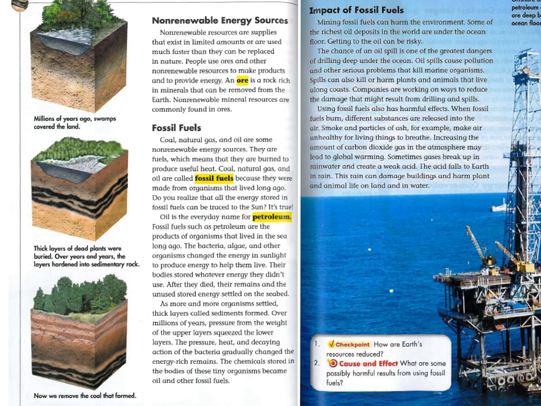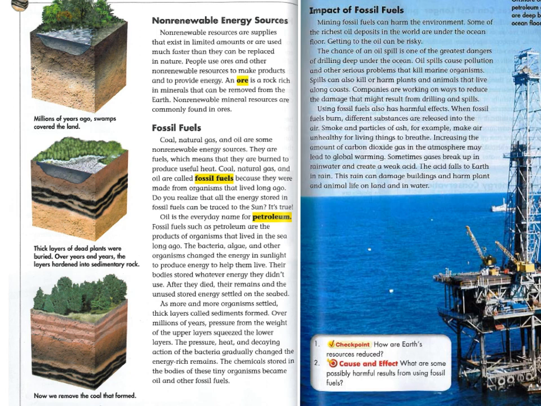So we'll start at the top. Non-renewable energy resources. Non-renewable resources are supplies that exist in limited amounts or are used much faster than they can be replaced in nature. People use ores and other non-renewable resources to make products and to provide energy. An ore is a rock rich in minerals that can be removed from the earth. Non-renewable mineral resources are commonly found in ores.